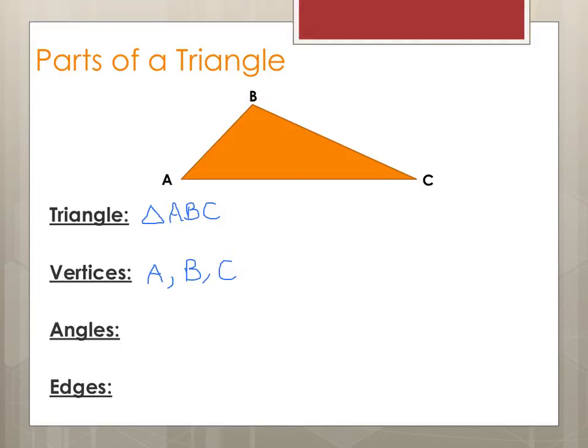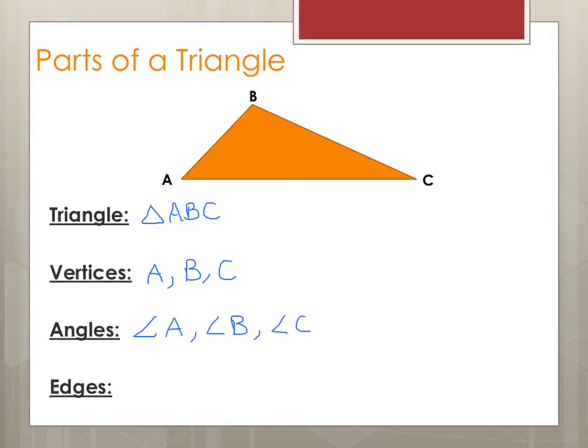Next, we'll talk about the angles of the triangle. The angles are measured here. The angles of a triangle are going to add up to 180 degrees. And we label angles with this little sign for an angle. So we've got angle A, angle B, and lastly angle C.